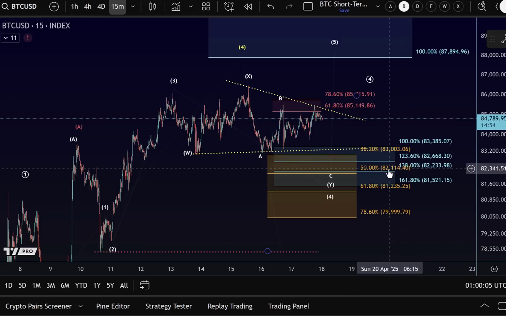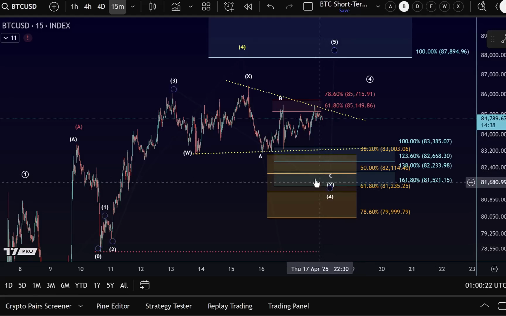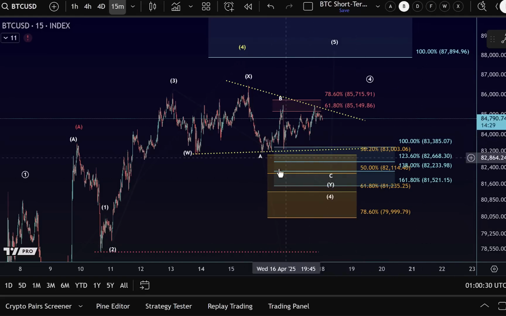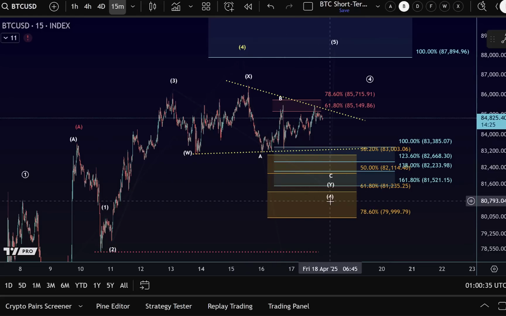82,233 and 82,114. Overall, I explained in the last video that I'm giving you all the levels so you can just watch them yourself. And it depends on how the price reacts to these levels. Or do we actually see a reaction at all? Because for now, they are just levels. I mean, that they work, I think, is clear. Price reacted on Wednesday to a very important one, the 100% extension. And overall, this is the box we're watching for the wave 4 as standard support.